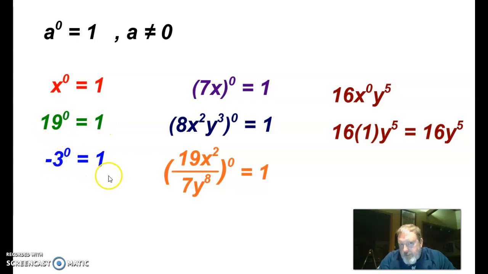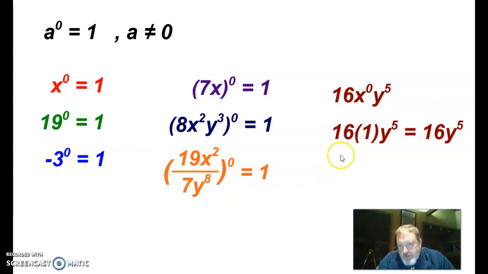Same holds true for negatives. It holds true for fractions, whether it's a fraction with or without variables. So you can see this entire expression is to 0 power, so it's 1. This is a larger algebraic expression. Again, the entire thing is in parentheses, so since the entire quantity is to 0 power, it also equals 1. And again, fractions, whether it was 19/7 or an algebraic expression like this one with the x and y, if the entire expression is to 0 power, it equals 1.